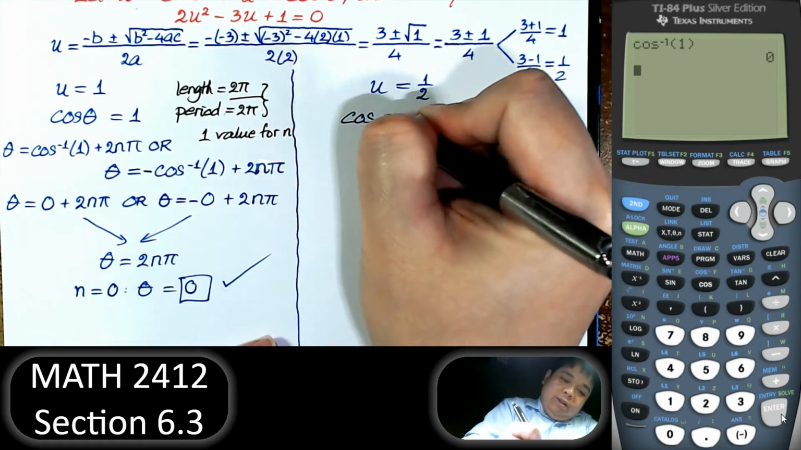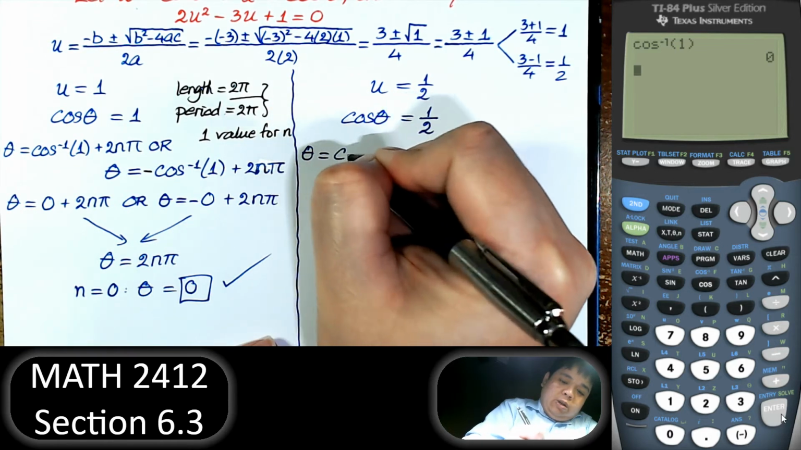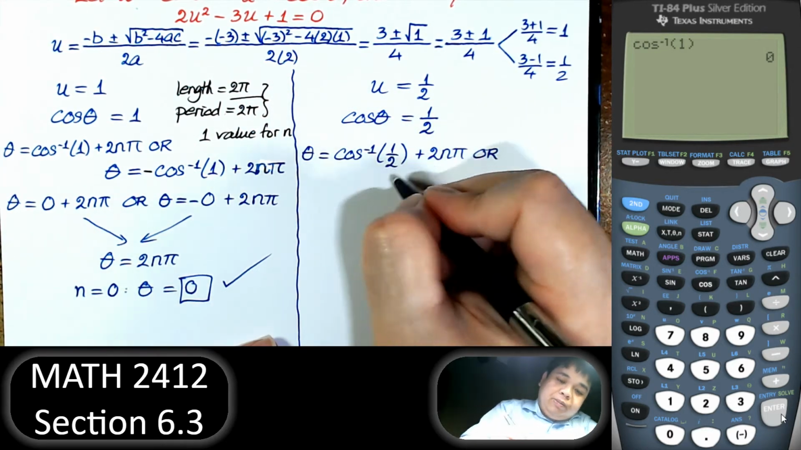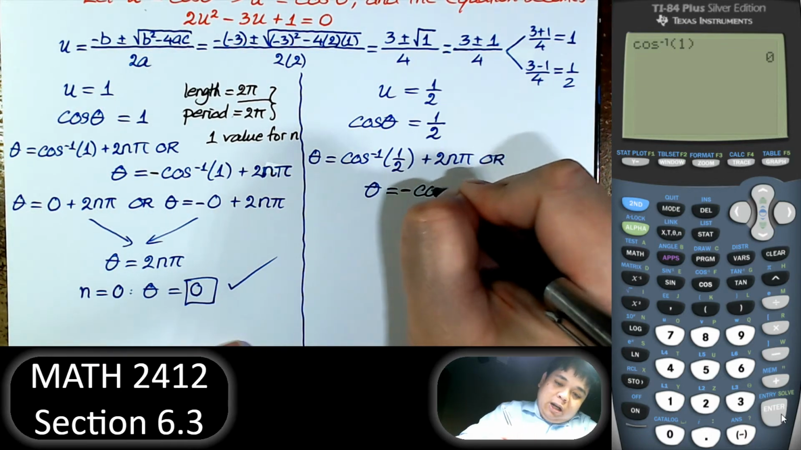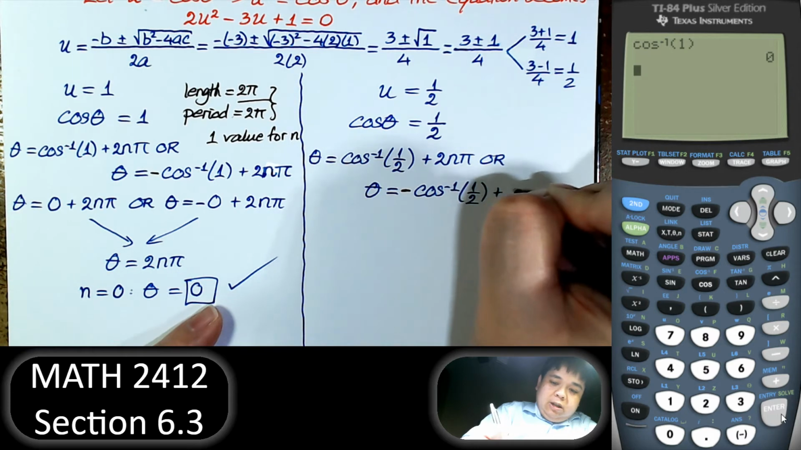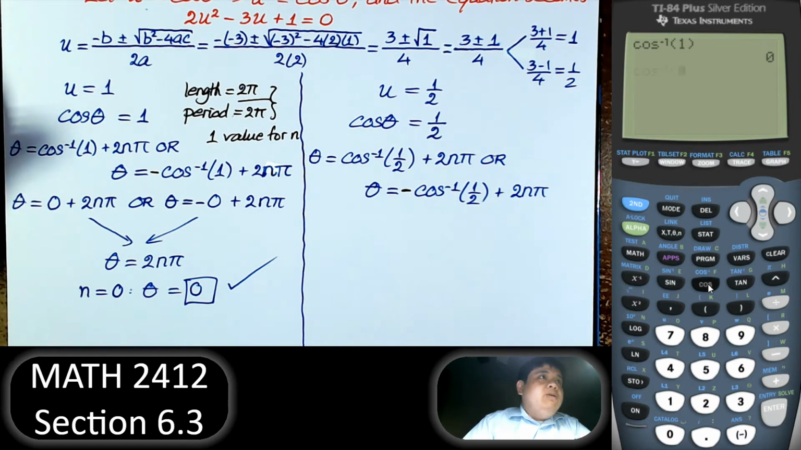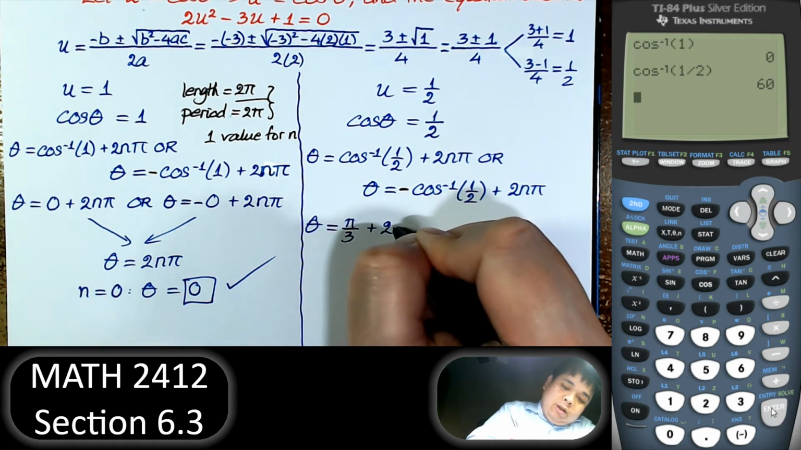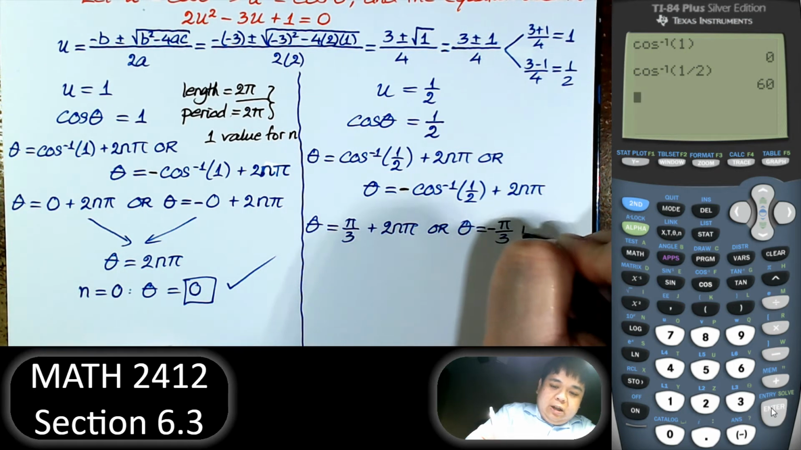So cosine equal to 1/2. So theta equal to cosine inverse of 1/2 plus 2n pi, or theta equal to, cosine has the opposite, negative cosine inverse. Right, what is cosine inverse? Still in degree mode. Cosine inverse of 1/2 is 60 degrees. So theta equal to 60 degrees, or pi over 3 plus 2n pi, or theta equal to negative pi over 3 plus 2n pi.